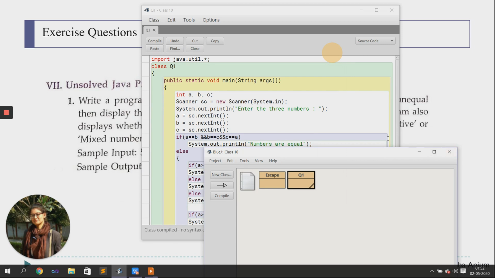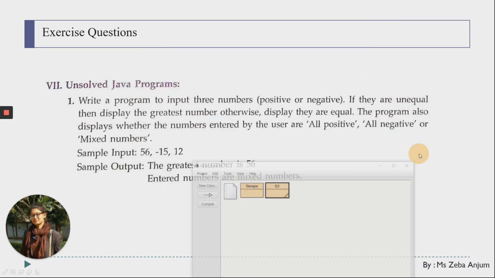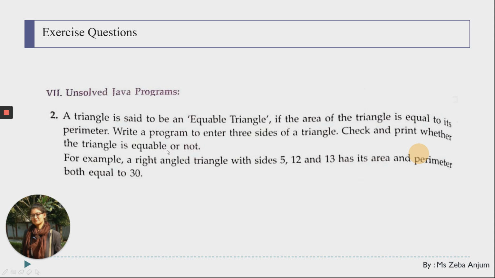Now let's go to our second question. A triangle is said to be an equable triangle if the area of the triangle is equal to its perimeter. What we have to do is find out whether our triangle is equable or not. And how are we going to find it out? We have to compare the area of the triangle with its perimeter. If both are equal, then our triangle is equable, otherwise it is not equable. So write a program to enter three sides of a triangle, and check and print whether the triangle is equable or not.